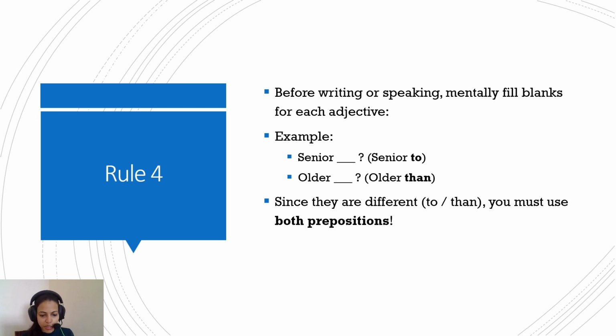And then you check the statement, whether senior has been followed by to or not, or whether older has been followed by than or not, or if it is just one preposition denoting the two, in that case it will be wrong. So if they are of the same category, then one preposition is fine. But if they are of different categories, and by category here I mean the type of preposition to follow, then two different prepositions will be used.